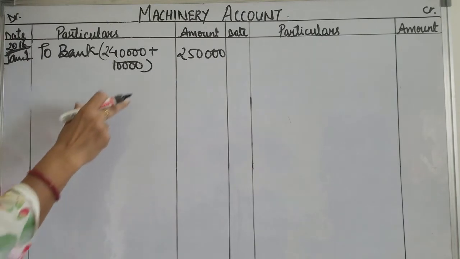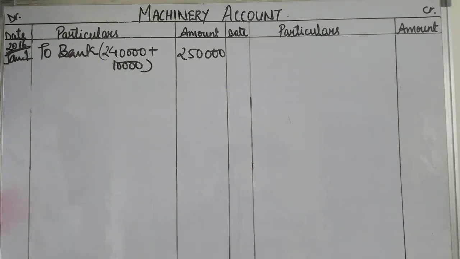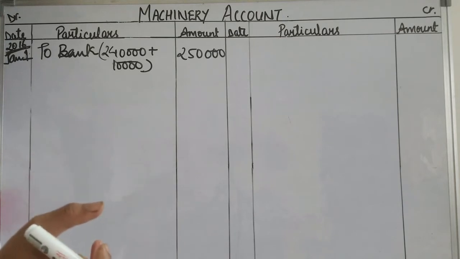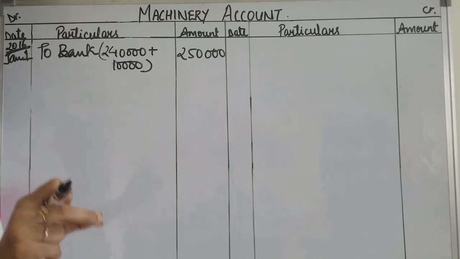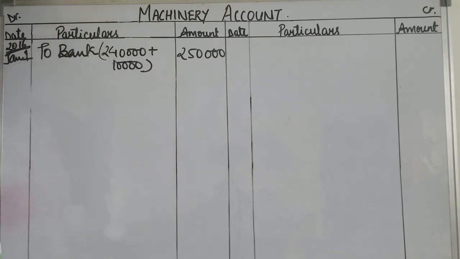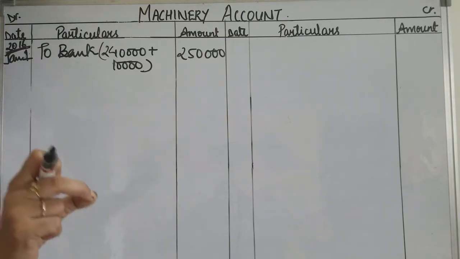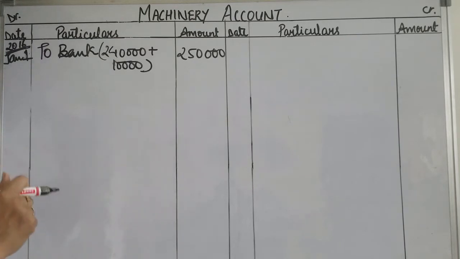Now we have to provide depreciation on this machinery, and if you read the last line of the question, it says that show the machinery account for the first 3 calendar years after charging depreciation at 5% by straight line method. So here they didn't use the word per annum directly, but indirectly they are saying after charging depreciation. So it ultimately includes the word per annum if you read it carefully.